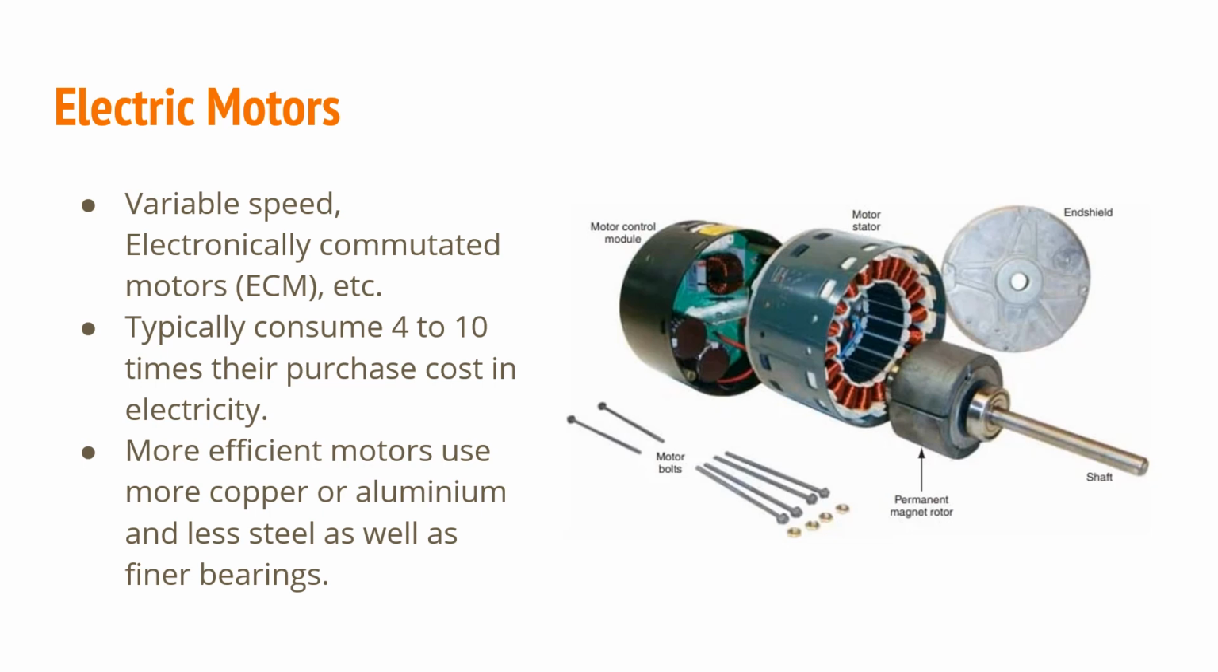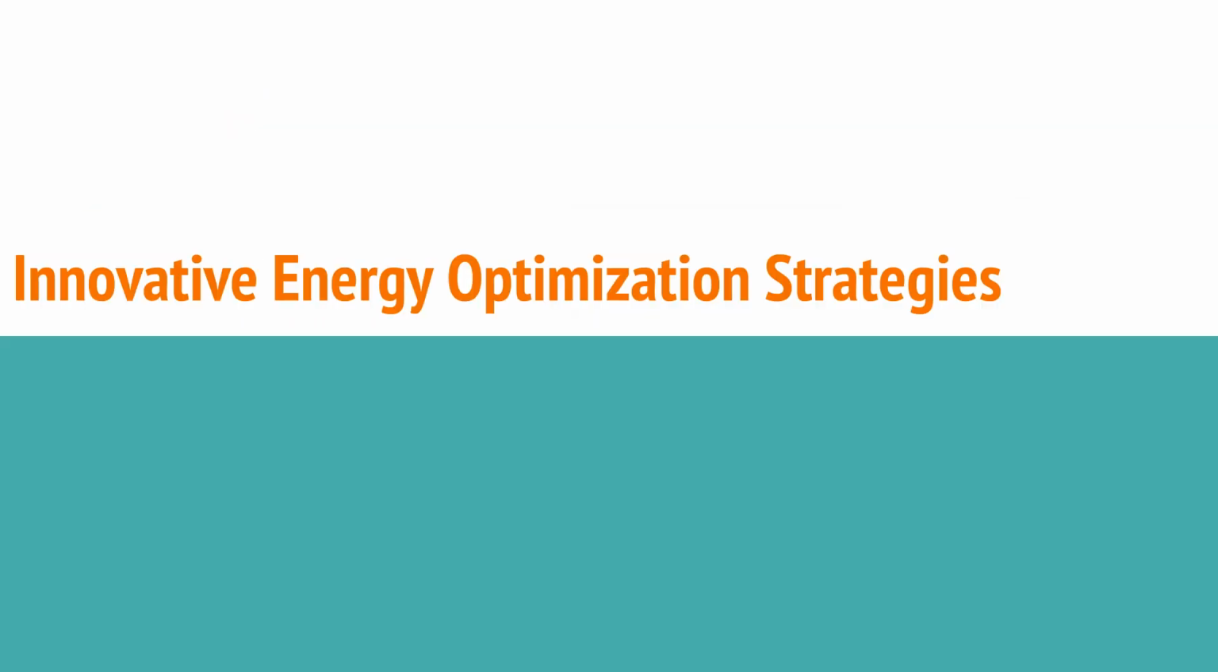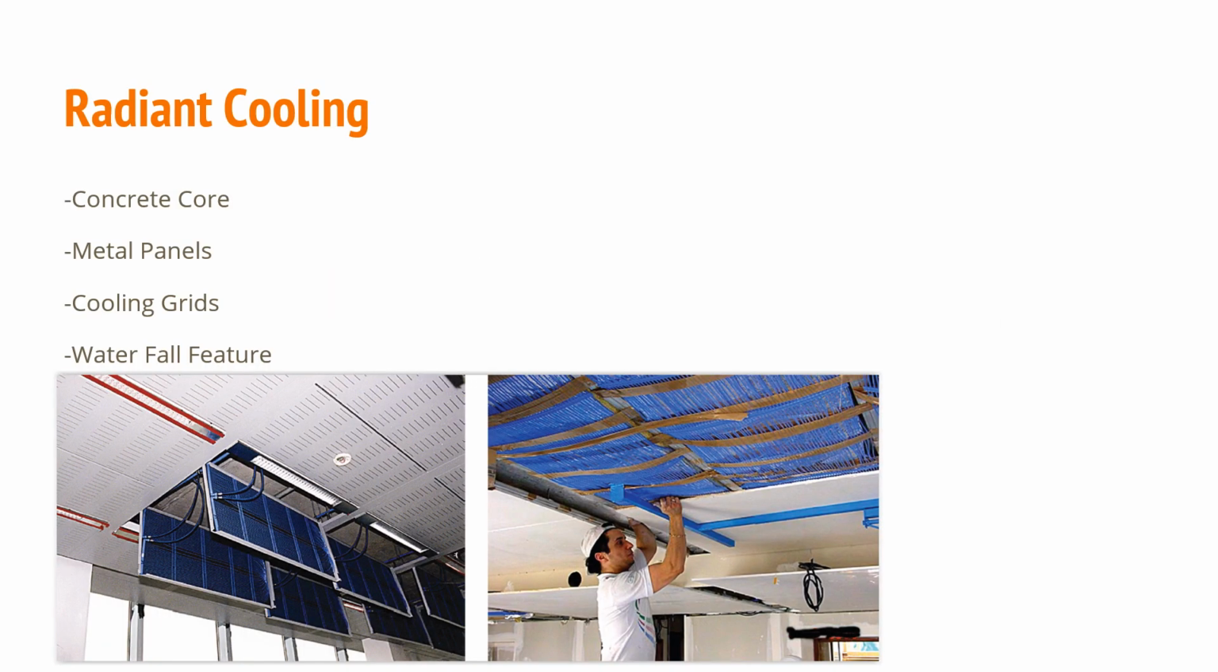We want to look at the variable speed and electronically commutated motors. They typically consume about 4 to 10 times their purchase cost in electricity, but the more efficient motors use more copper or aluminum and less steel, as well as finer, smaller ball bearings. So from there, we have to talk about innovative energy optimization strategies.